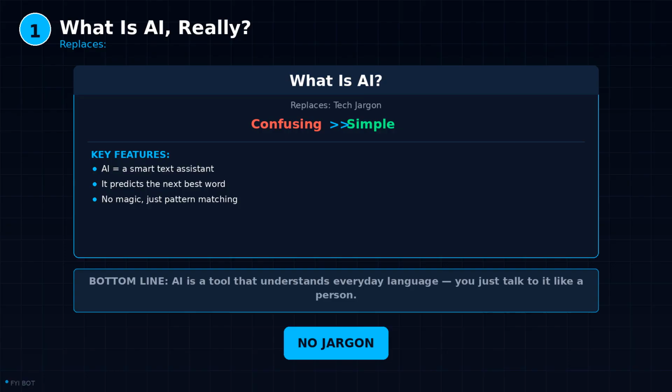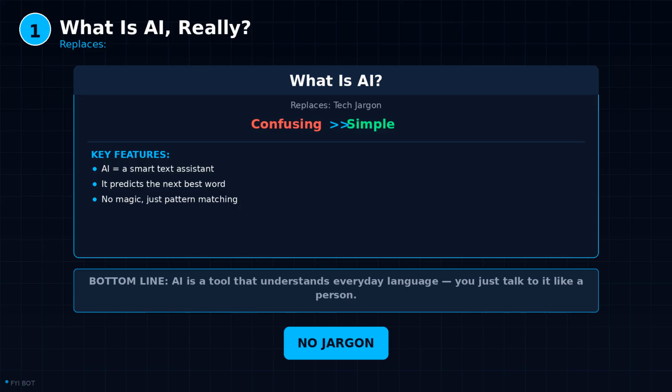Now, here's the important part to understand. The AI doesn't think the way humans do. It doesn't have opinions, feelings, or consciousness. What it does is recognize patterns in massive amounts of text and predict what words should come next based on what you asked. Think of it like autocorrect on your phone, but supercharged. Your phone predicts the next word you're typing. AI does the same thing, but at a level where it can write entire essays, explain complex topics, or help you plan a trip.